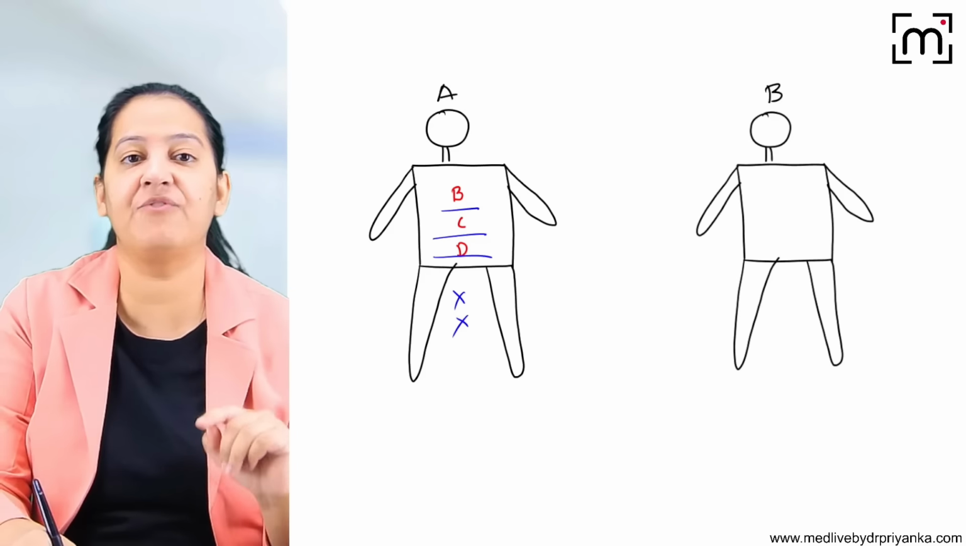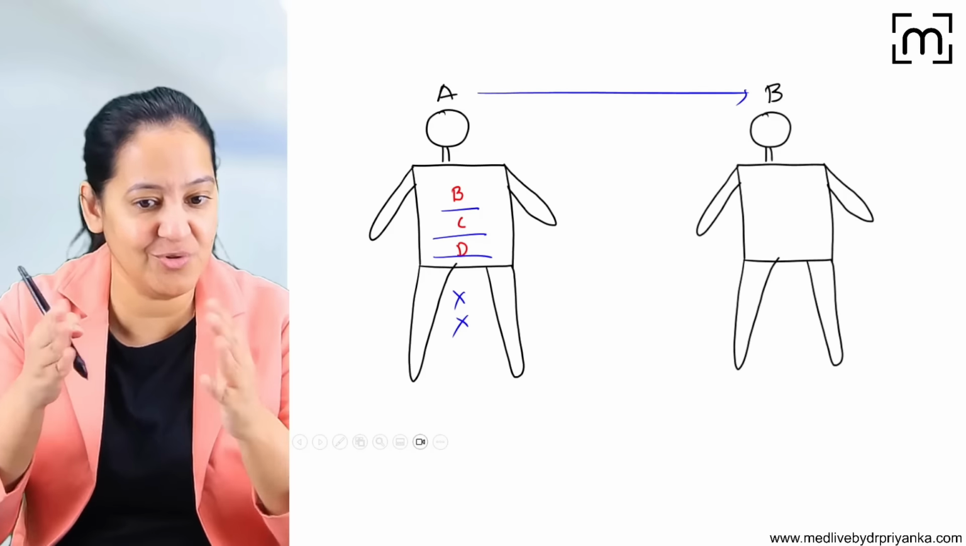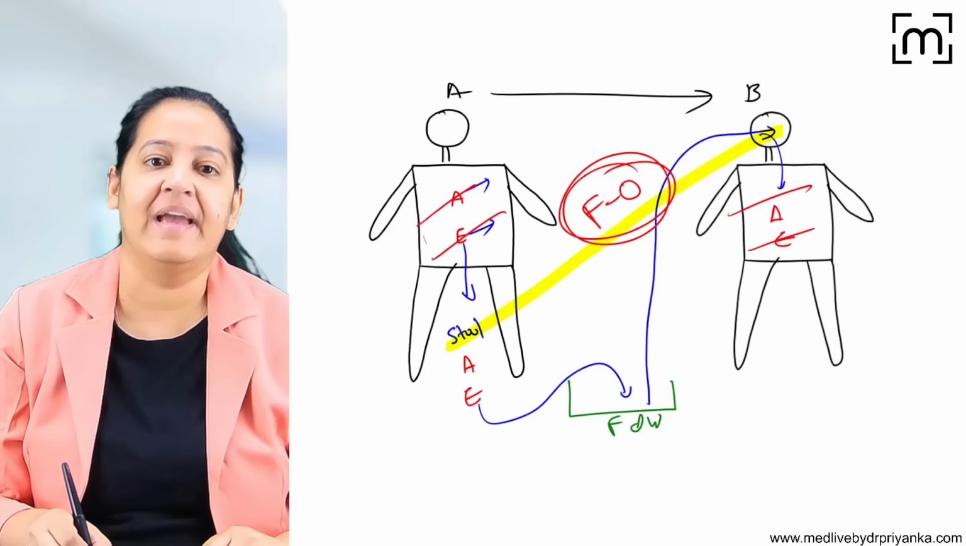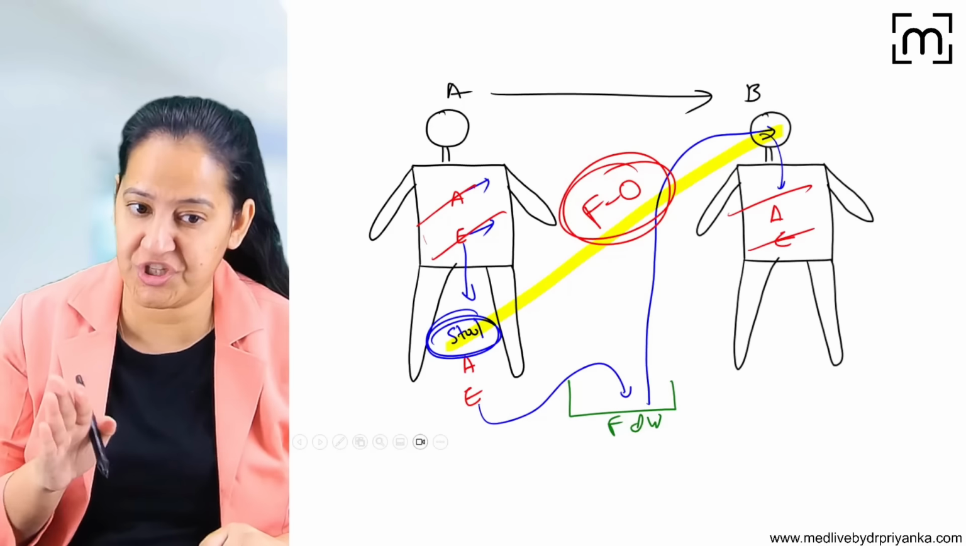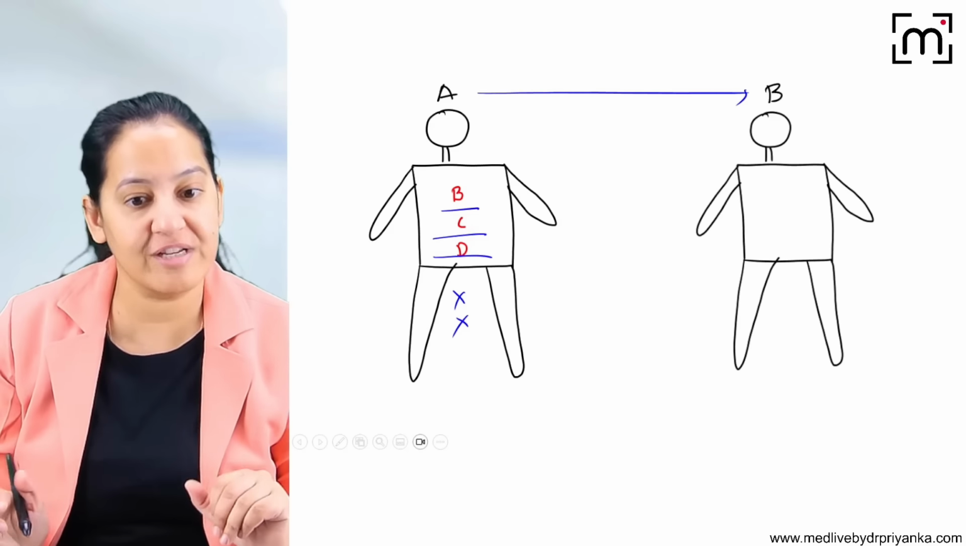So how is it transmitted from A to B? What are the ways? It is not fecal-oral. It cannot be fecal-oral because B, C, D do not shed in the stool like A and E. A and E do shed in the stool, and that's why they can cause fecal-oral transmission. But here fecal-oral transmission is not possible.